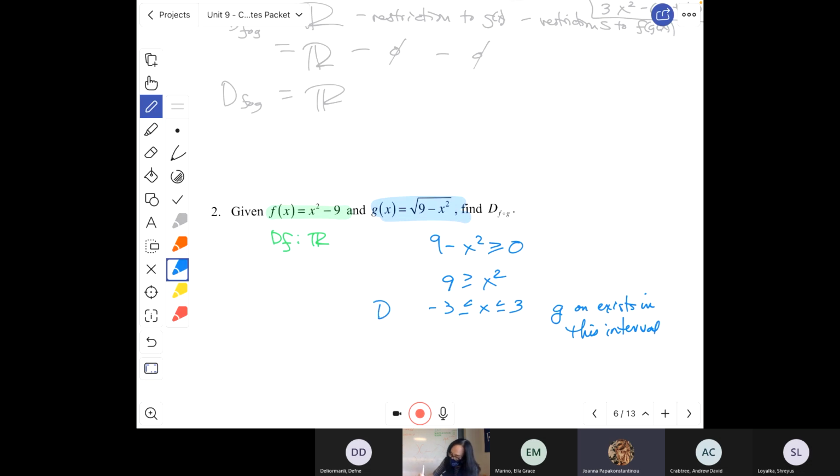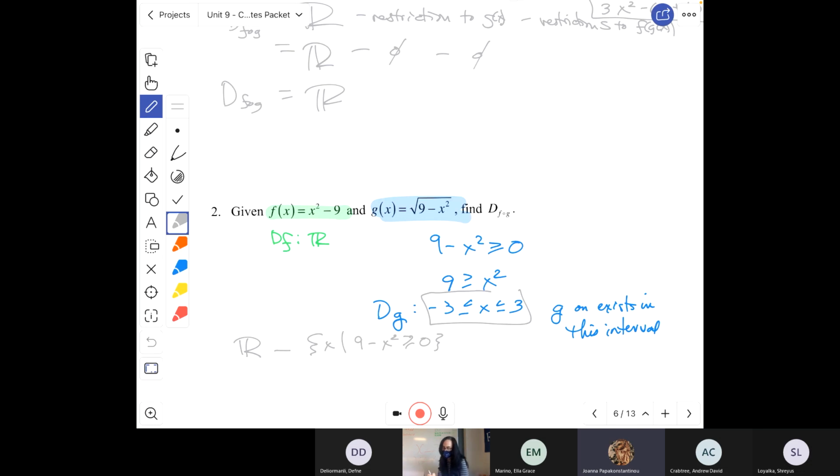So this is my domain of g. If I think about the big picture, I would say I begin with all real numbers, and then I'm going to subtract my restrictions on g, right? So my restrictions on g are this. If I want to write it in set builder notation, I can just say this.